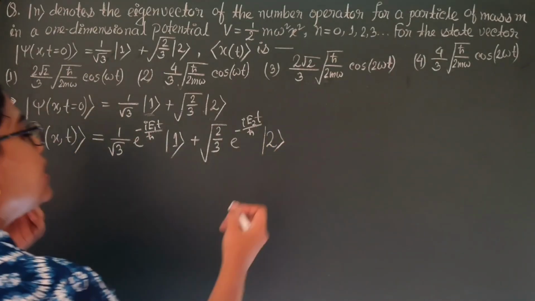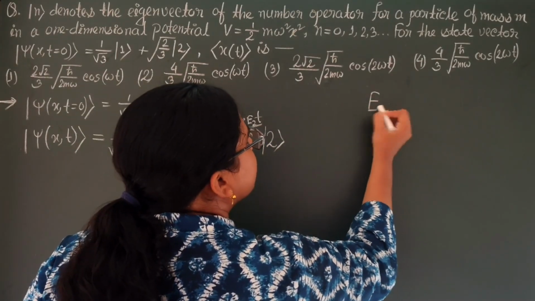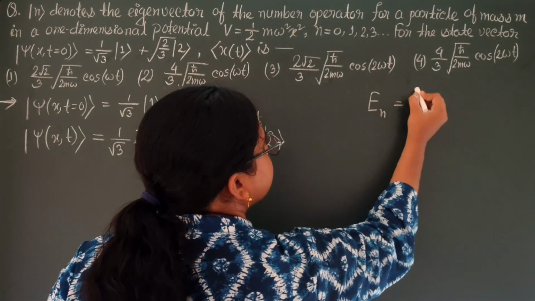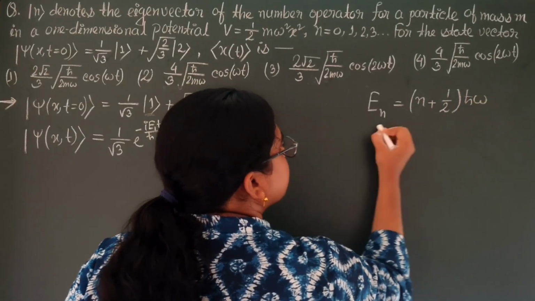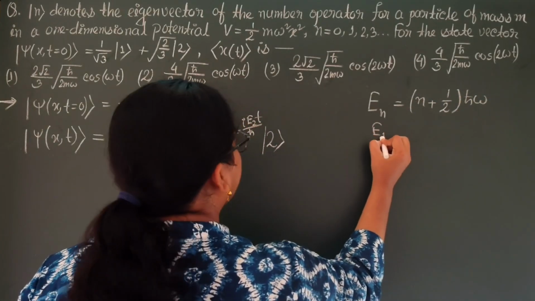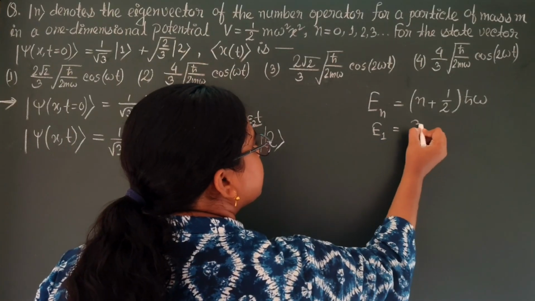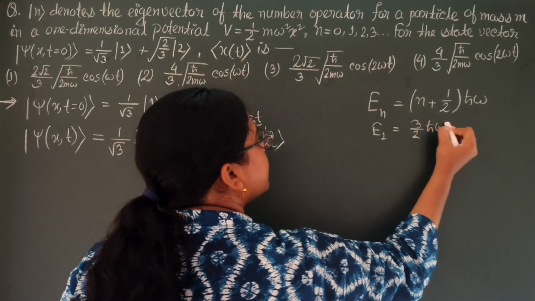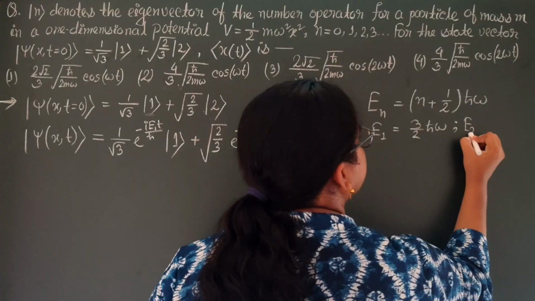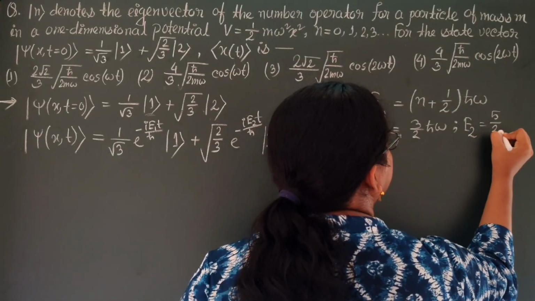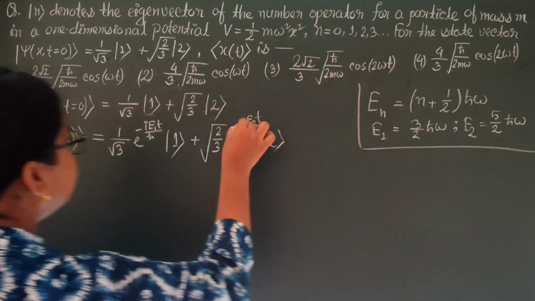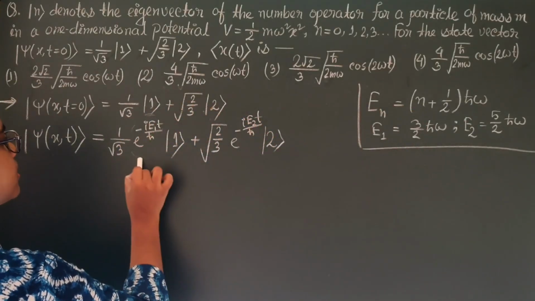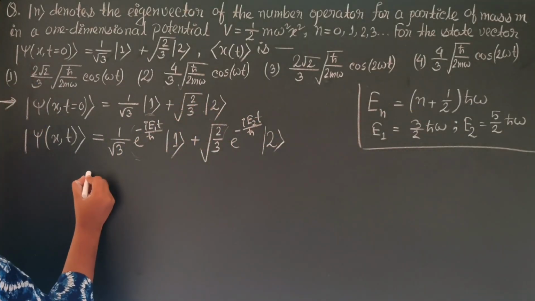So energy for the harmonic oscillator E_n for the nth state will be (n plus half) h cut omega. So E1 will be 3 by 2 h cut omega and E2 will be 5 by 2 h cut omega. So put the value of E in this. This is the time evolution operator.